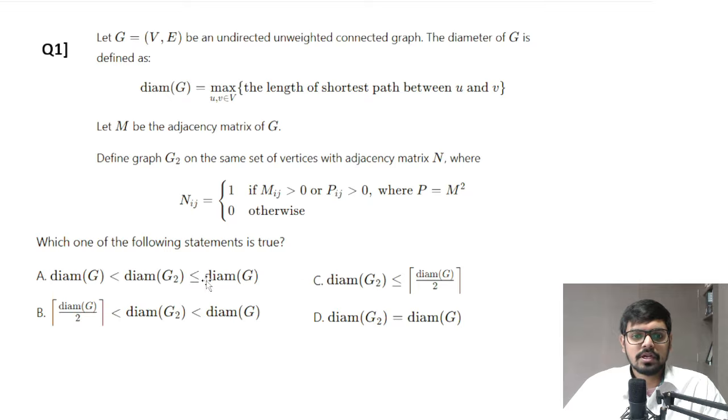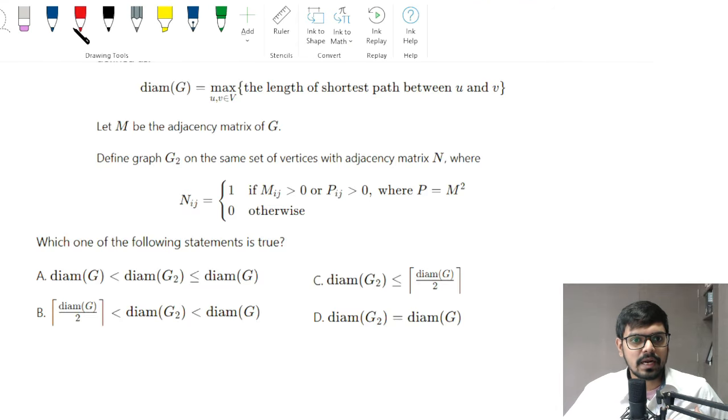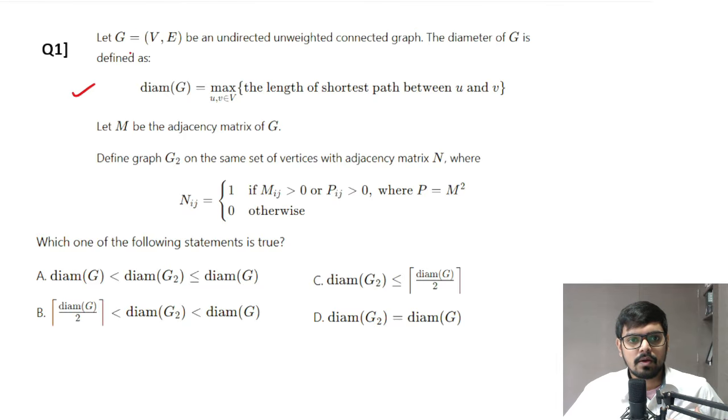Which of the following statements is true? There are some inequalities between the diameter of G and the diameter of G2. So basically we have to find the diameter of G and the diameter of G2 from this data. Then we can comment on these inequalities. Understood? My approach, my technique, is that when I read this question, I try to segregate it into two parts. One part is about G, the other part is about G2, and finally we have to find the diameter of G and G2. So let us see what all is given about G.